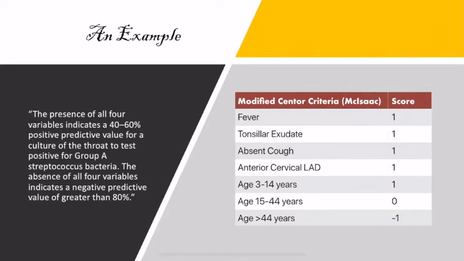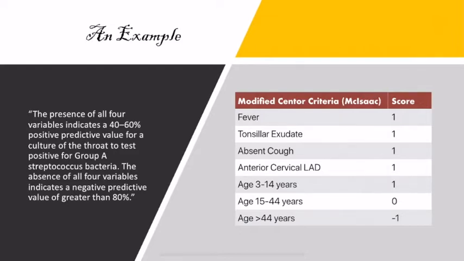In other words, it's not that predictive of actually having a positive culture, given all 4 things are positive, whereas a negative predictive value from the absence of all 4 variables is very high. If they don't have any of these, they do not have strep throat. You can be 80% certain they don't have strep throat if they don't have any of these characteristics. They're highly unlikely to have it.